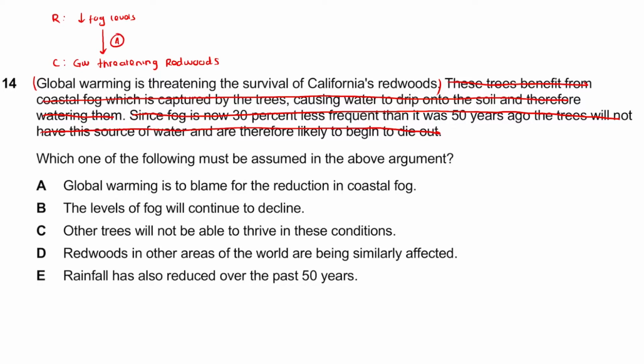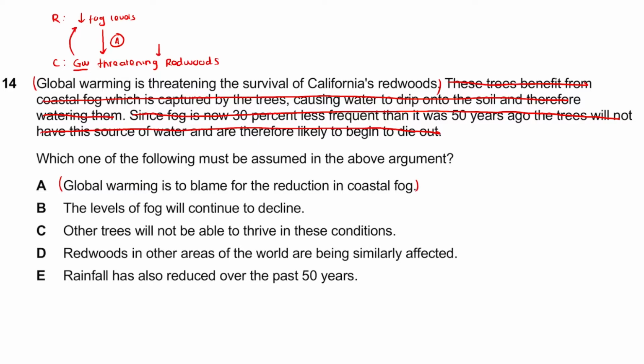So can you clearly see, guys, how A would win? Because A clearly links the two. So you're basically assuming that global warming caused that, to therefore give you this consequence of threatening the redwoods. So this is why I'm pretty much set that A is probably going to be the answer, but we'll go through the other ones instead.